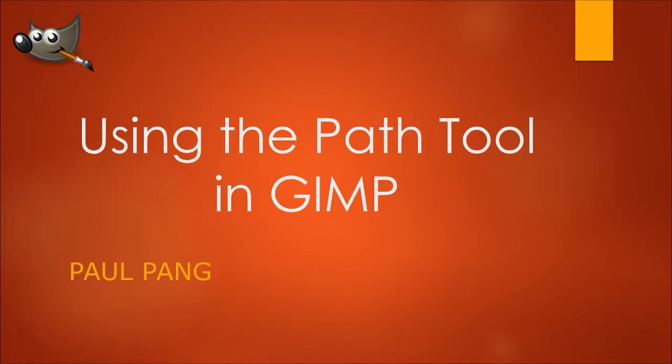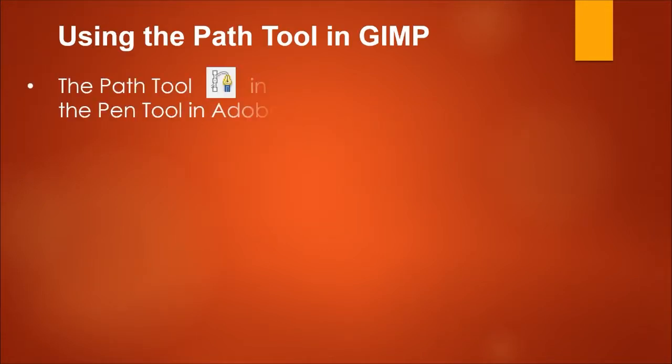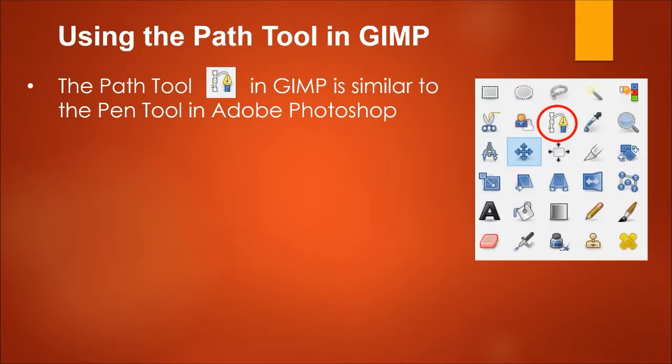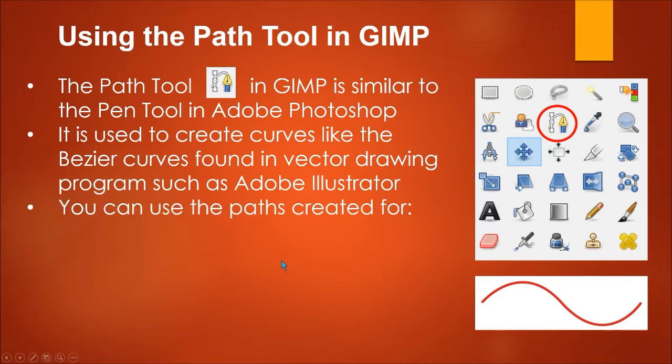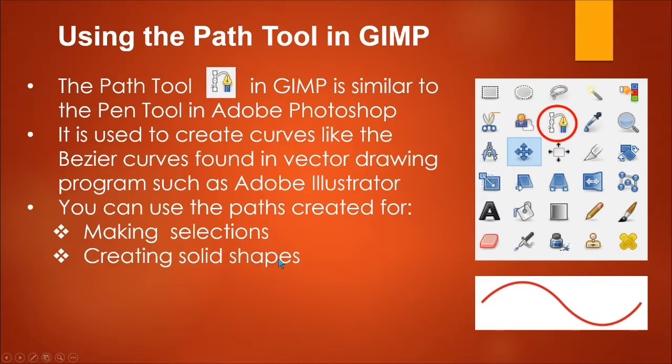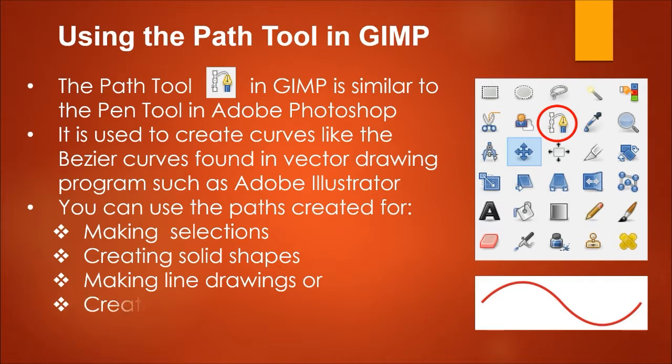Hi, and welcome to this tutorial on using the path tool in Gimp. The path tool in Gimp is similar to the pen tool in Adobe Photoshop. It is used to create curves like this Bezier curve here, found in vector drawing programs such as Adobe Illustrator. You can also use the paths created for various things like making selections, creating solid shapes, making line drawings, or creating text on the path.